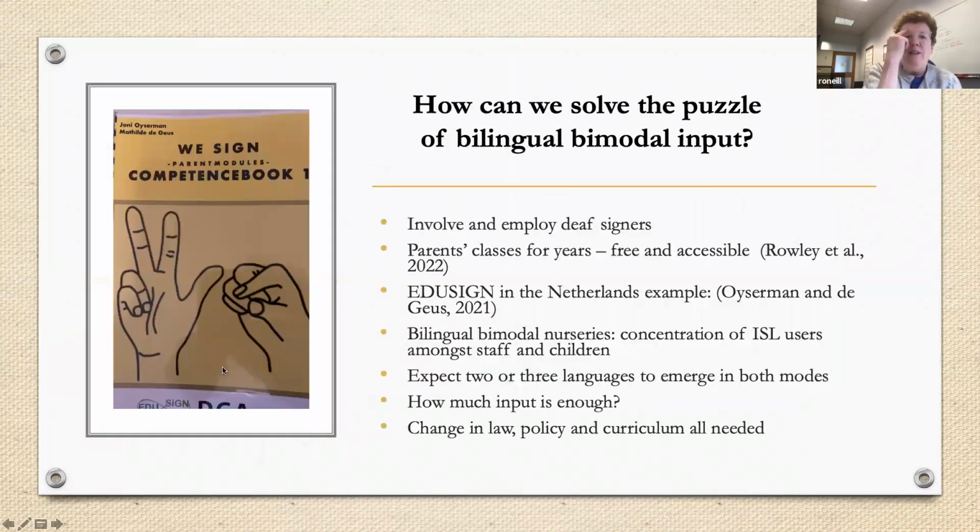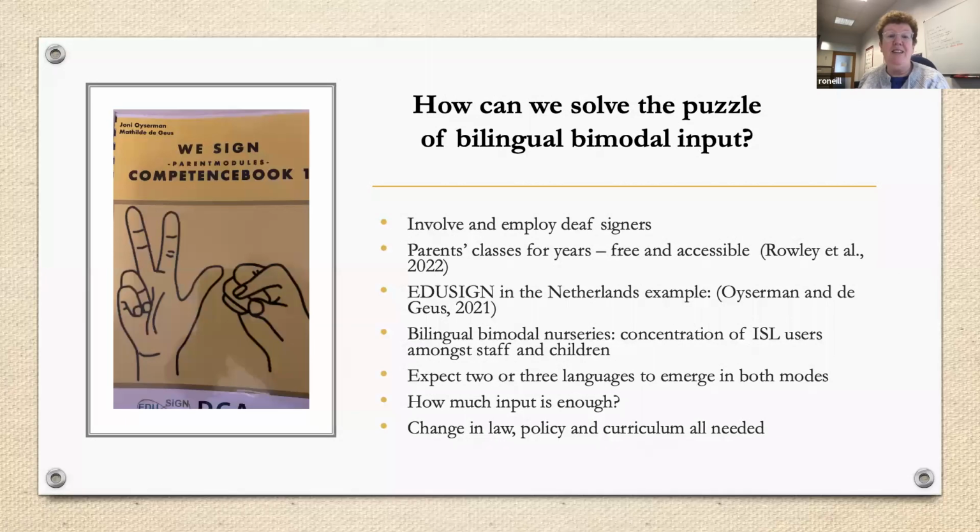So how can we solve the puzzle of bilingual bimodal input? Well, we could employ deaf sign language users. We could do what happens in the Netherlands, where there is the possibility of continuing classes for parents. Oiseman and De Goes have got a very nice system worked out, which they are prepared to share with other countries, which takes parents up through the levels of the European language framework to get to a level where they are fluent and confident.